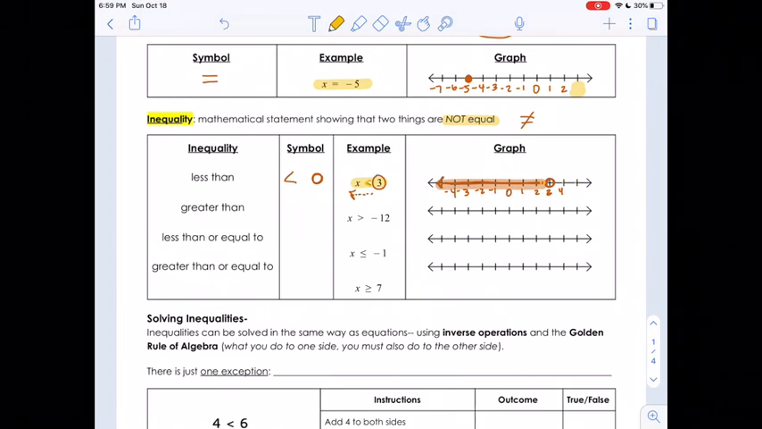The same is true, just the opposite, with greater than. The greater than symbol is facing the other way, and similarly, it has an open circle on the graph because it's just greater than, it's not equal to that value. So if we had x is greater than -12, I would want to set up my number line so I can go to -12, which is going to be down here. I'll do -13, -12, -11, -10, -9.